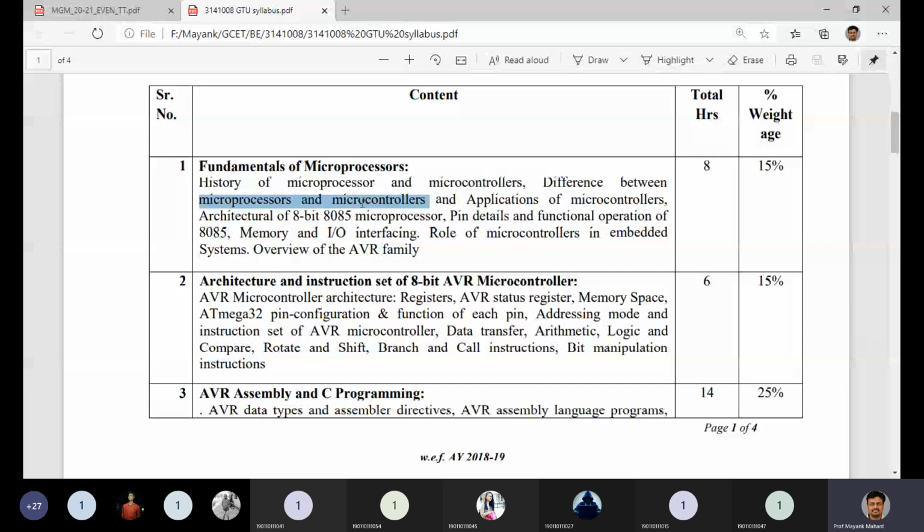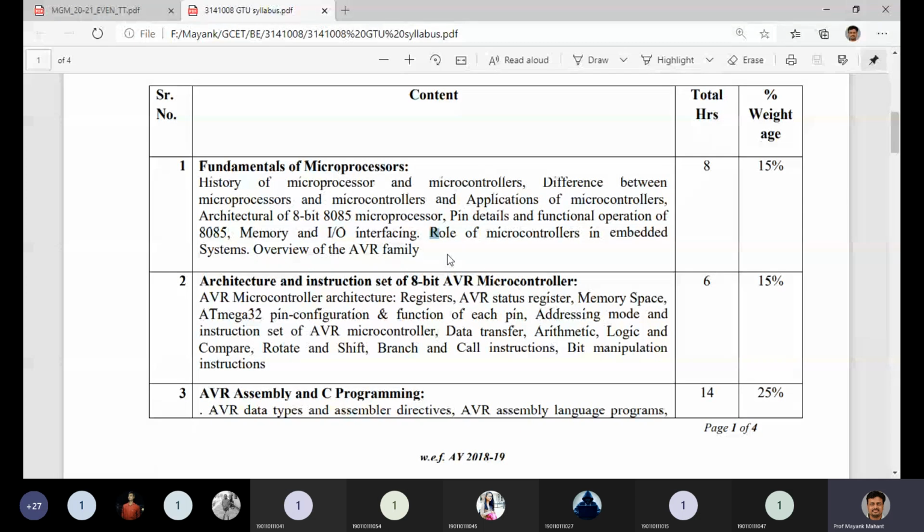So the length of data that a processor or controller can process at the same point of time is what we call the bit capability of a microprocessor. Generally we have the 8085, which is an 8-bit microprocessor. The AVR microcontrollers that we are going to discuss are also 8-bit microcontrollers. But nowadays 32-bit and 64-bit microprocessors and microcontrollers are available in the market.